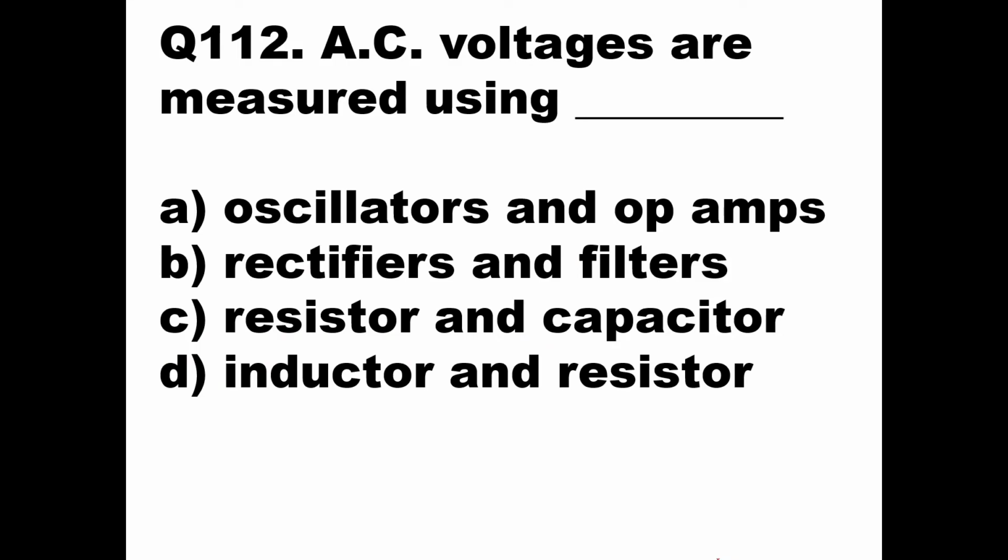AC voltages are measured using what? Option A is oscillators and op-amps. Option B is rectifiers and filters. Option C is resistor and capacitor. Option D is inductor and resistor.